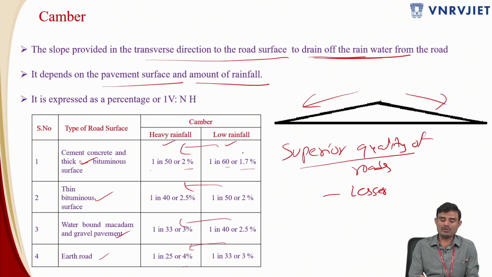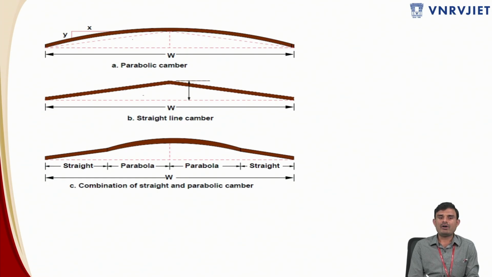And at the same time, low rainfall is going to have less amount of camber and high rainfall is going to have a higher amount of camber. The way how you provide the camber in a road is very important. You can provide it in different ways.